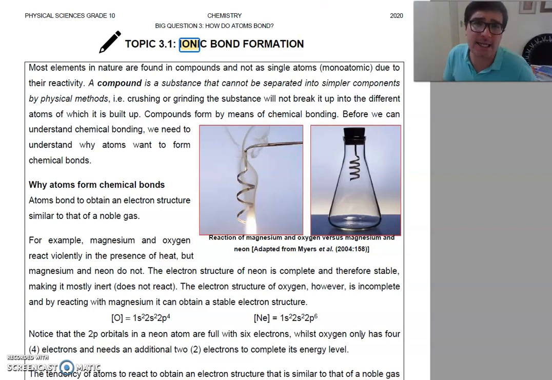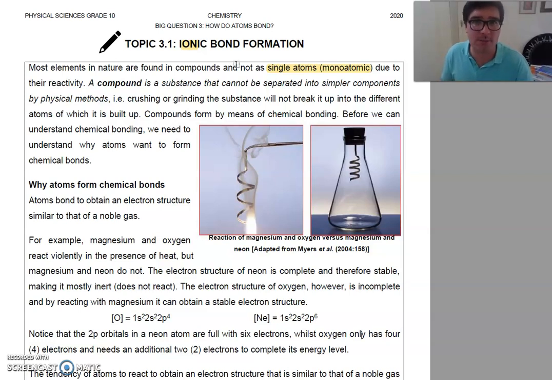So in nature, we do not find atoms as single atoms, monoatomic. We find most of our elements in compounds. Now why do they form compounds? It's because they are reactive, meaning they react with other substances.